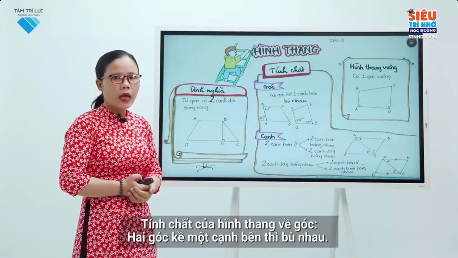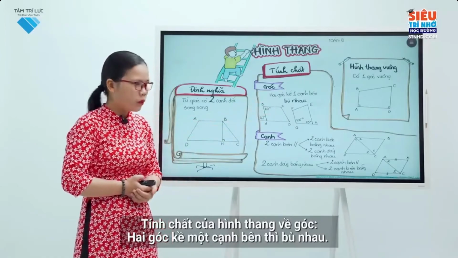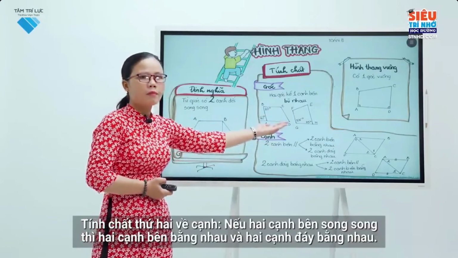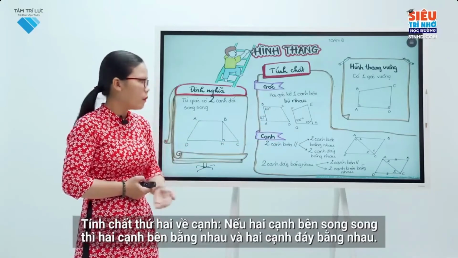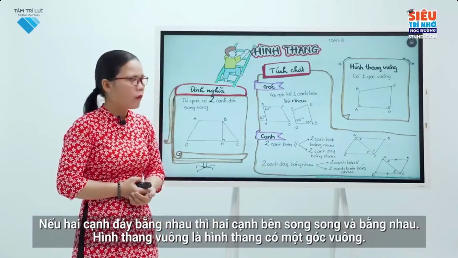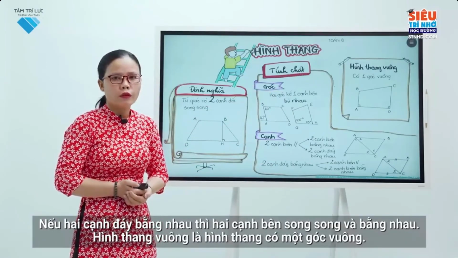The properties of trapezium. Firstly, two adjacent angles are supplementary. Secondly, if two legs are parallel, those two legs will be congruent and two bases will be congruent. If two bases are congruent, two legs will be parallel and congruent. Finally, a right trapezium is a trapezium with a right angle.